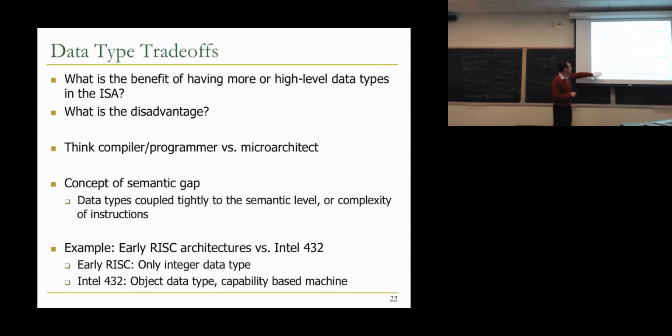Okay, Intel 432. So early RISC, I already said that. Only the integer data type was there, and then floating point was added, and then other things. Early RISC didn't have multiply instructions. We'll get back to that.